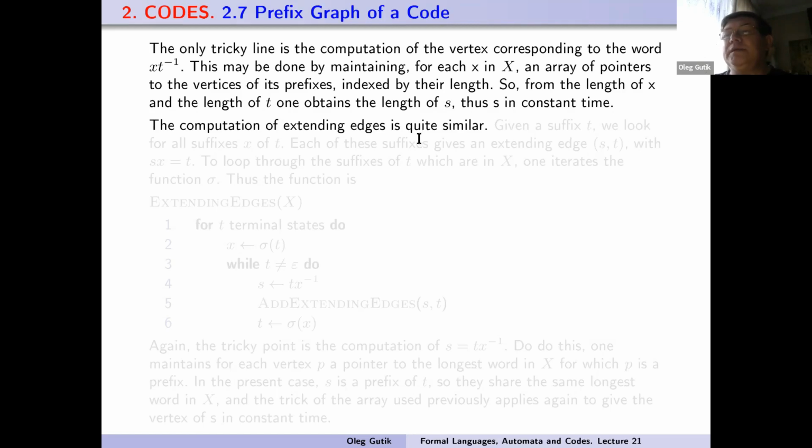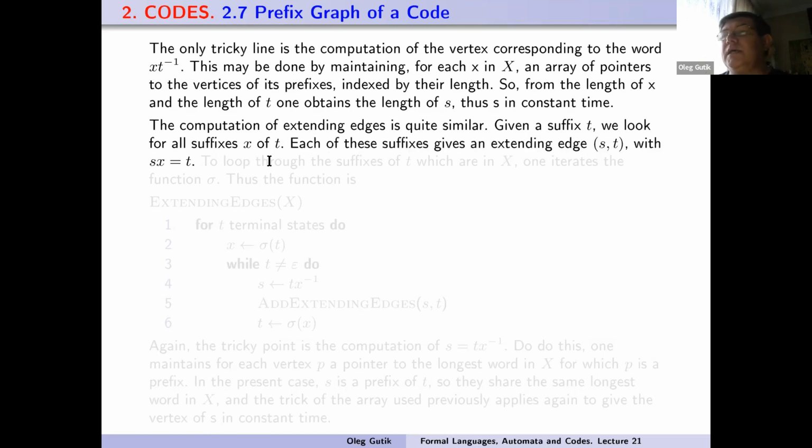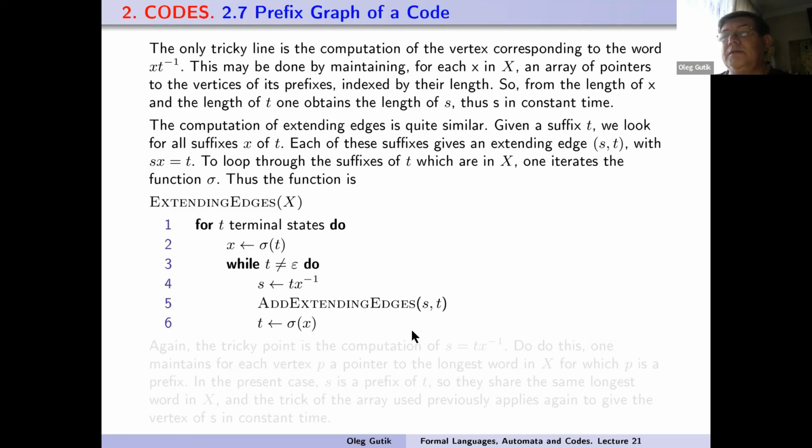The computation of extended edges is quite similar. Given a suffix t, we look for all suffixes x of t. Each of these suffixes gives an extended edge st with st equal to t. To loop through the suffixes of the word t which are in the set X, one iterates the function sigma. Thus, the function is described by the following algorithm.